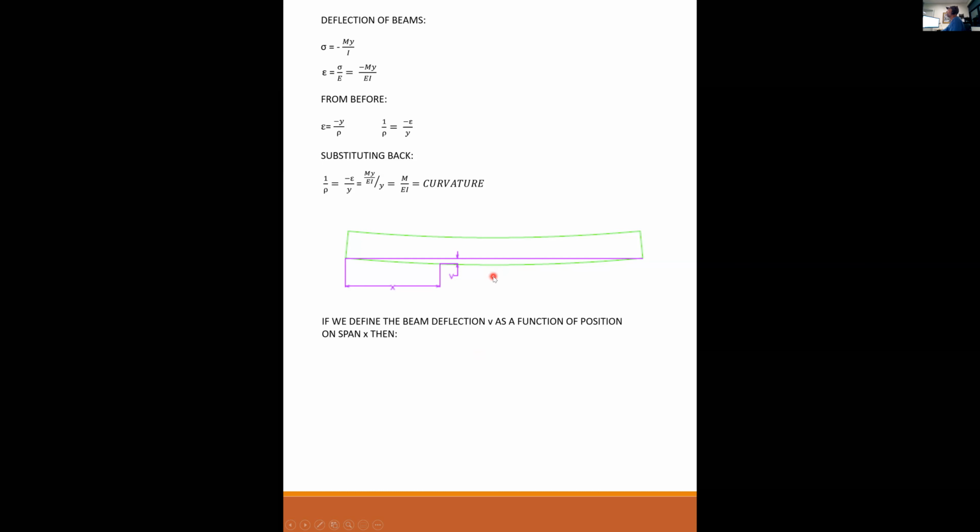Sure, I'm just setting up the variables. I haven't really solved for anything just yet. If I measure X from one end, this is an arbitrary X, then whatever the deflection is at that point X, that's been labeled as V. So V is a function of X. If X is equal to zero, V is equal to zero. If X is equal to L over two, then V is equal to its maximum. So I'm just establishing that we're measuring the deflection V as a function of X.